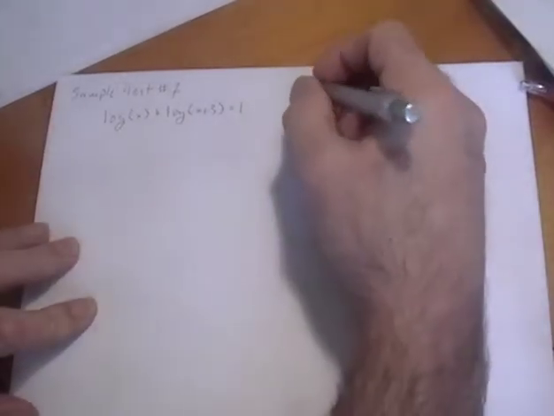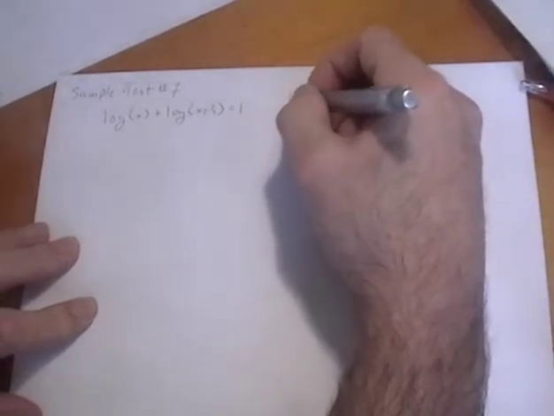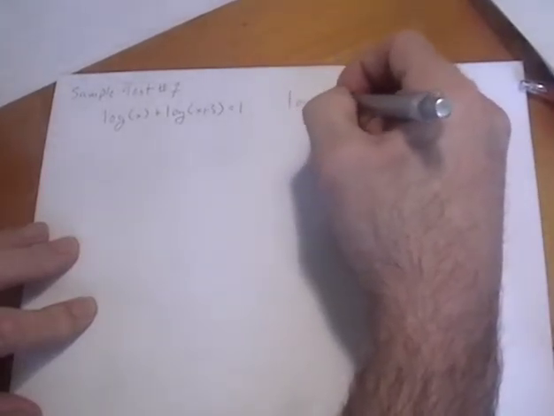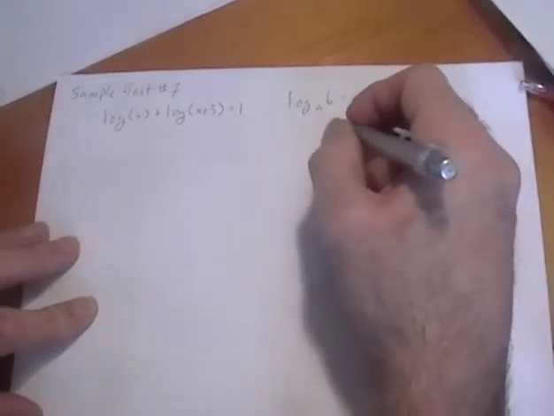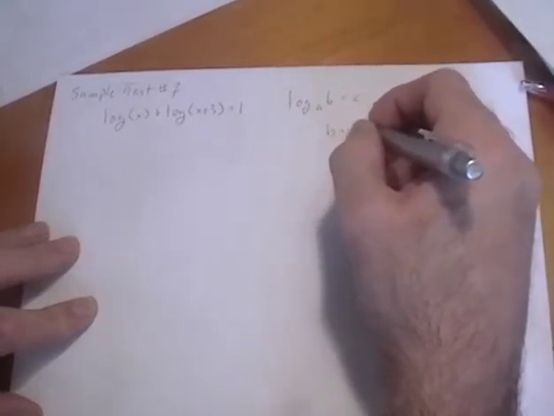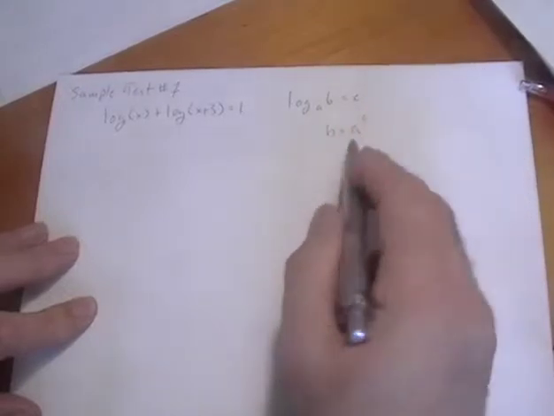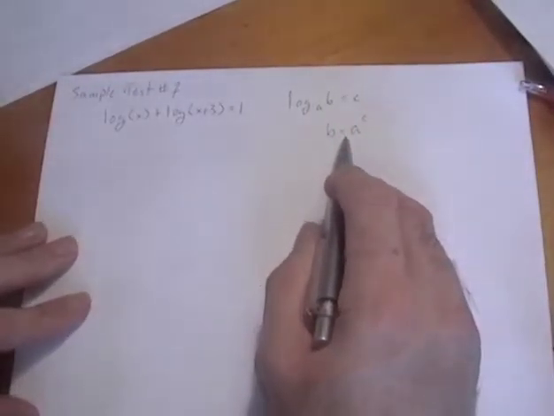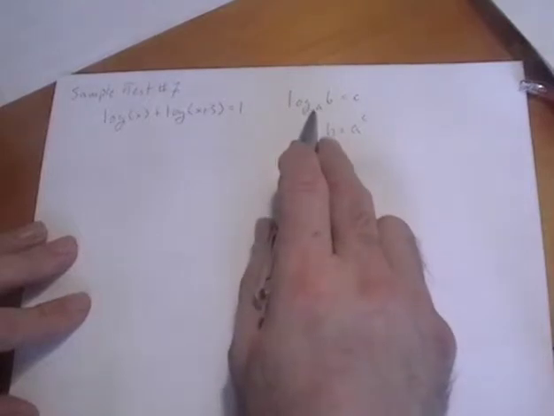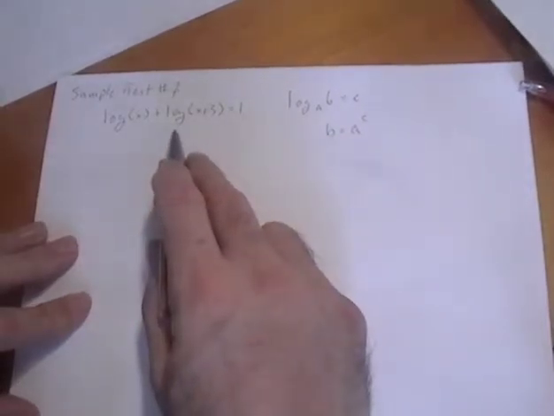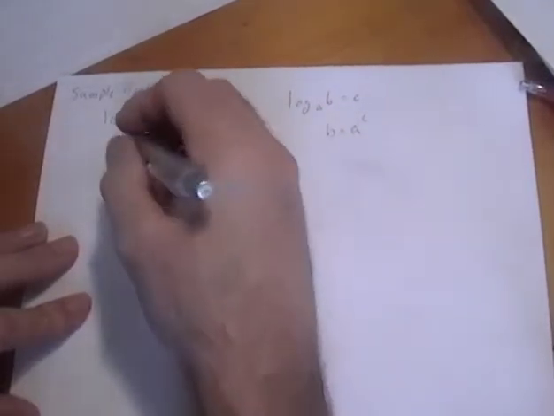The rule that I'm going to use eventually is that log base a of b equals c is equivalent to b is equal to a to the c power. In order to use this rule, I'd need a single logarithm over on the left. So instead of expanding logarithms, I'm going to contract these logarithms.